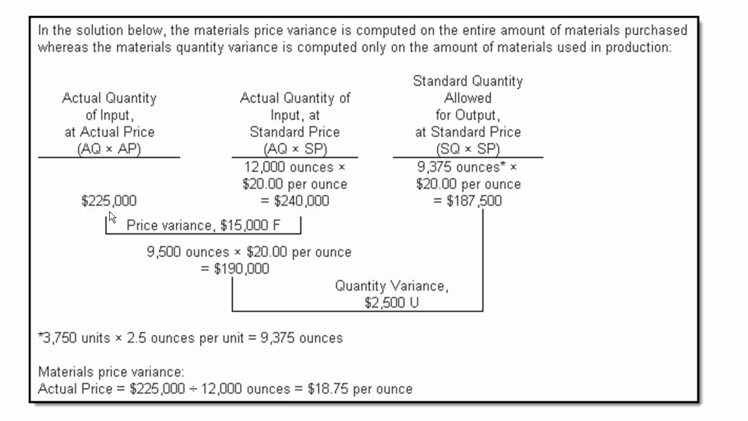Now if we compare the $225,000 of actual material cost to the $187, we can compute the total material variance, the difference between the 225 and the 187. But there's a twist, and the twist is you have to think about the difference between what was purchased and what remained in inventory. So if you look at that blindly, you're going to get it wrong. Instead, you've got to calculate items separately. So let's look at the price variance. 12,000 ounces times $20. Well, where did the 12,000 come from?